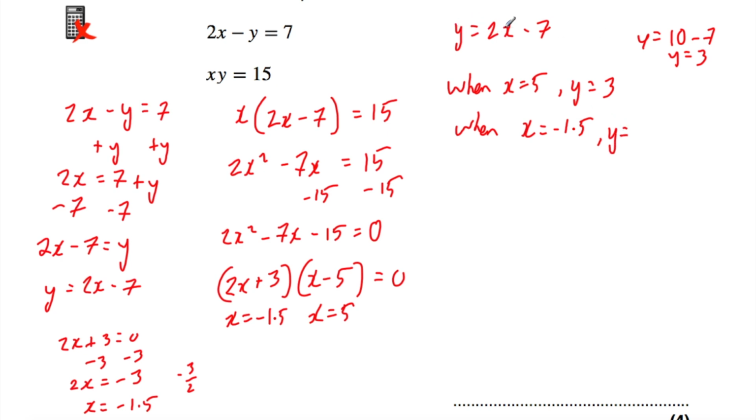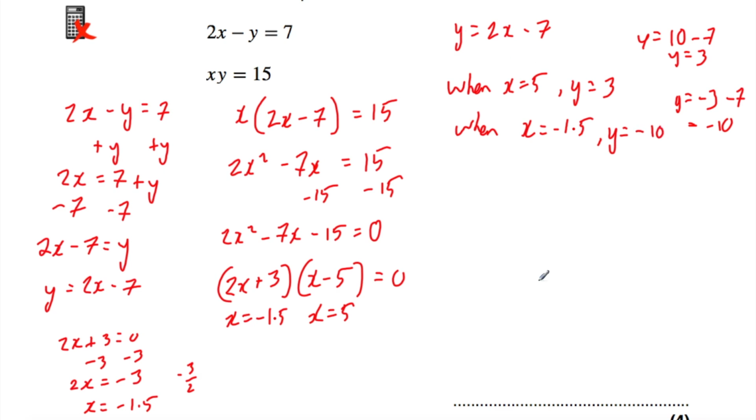Y is equal to 2 times x minus 7, so y is equal to 2 times minus 1.5. If we double minus 1.5, well, double 1.5 is 3, so double minus 1.5 would be minus 3, take away 7, so minus 7. And minus 3, take away 7 would be minus 10. So whenever x is equal to minus 1.5, y is equal to minus 10.